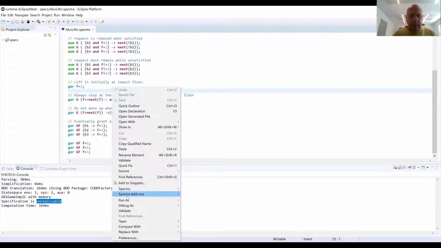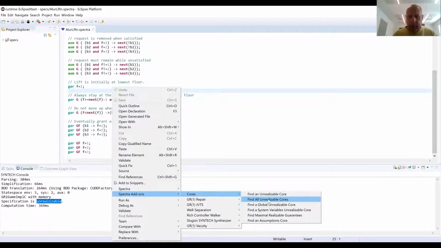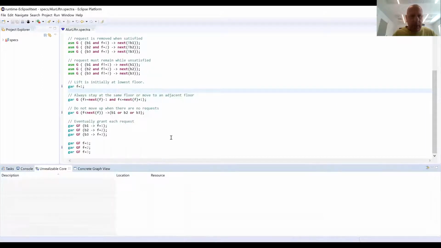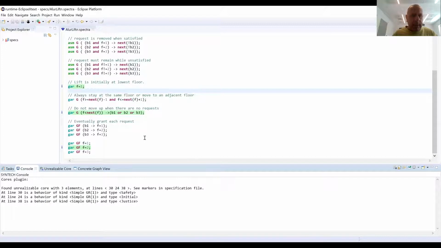The way to localize the problem is computing a core, an unrealizable core. If we compute a core, we can see that we have a core with 3 guarantees. This means that even with these 3 guarantees, the specification is already unrealizable. And if we further remove guarantees, the specification becomes realizable.